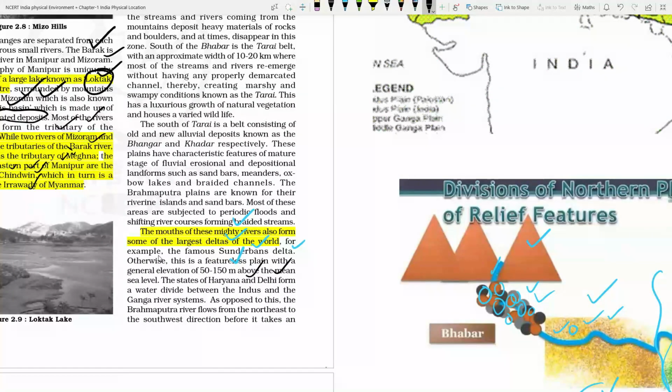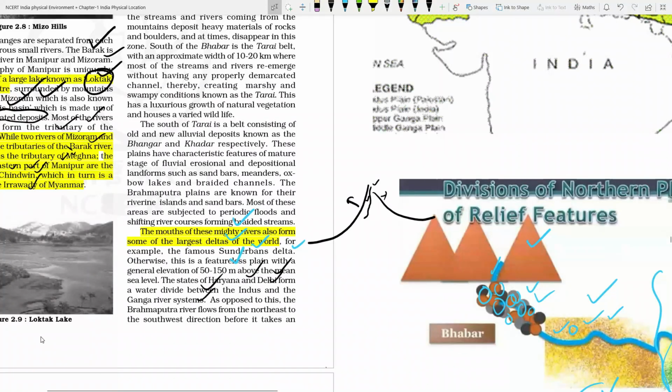Haryana and Delhi create a water divide between the Indus river system and the Ganga river system. The Indus river system is flowing like this and the Ganga river system is flowing like this. At this place, the Delhi region is there, and here Haryana is there, those areas are creating the water divide between the tributaries of the Indus river and these Gangetic rivers.